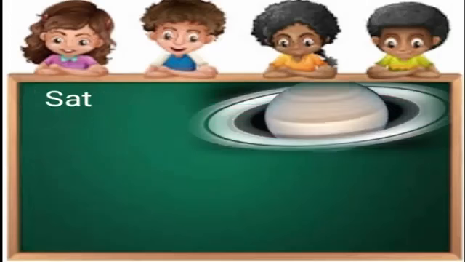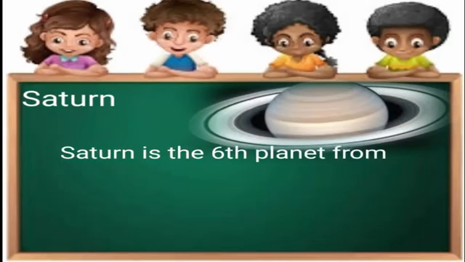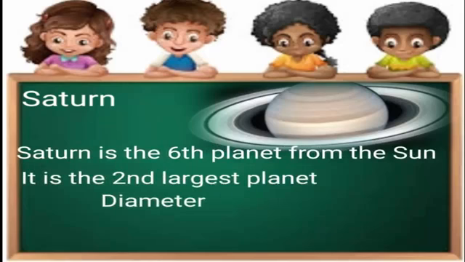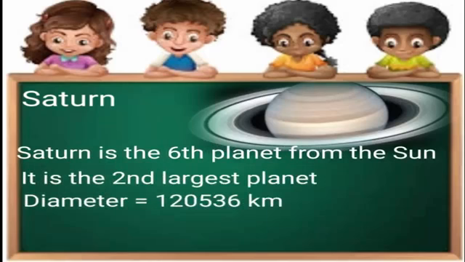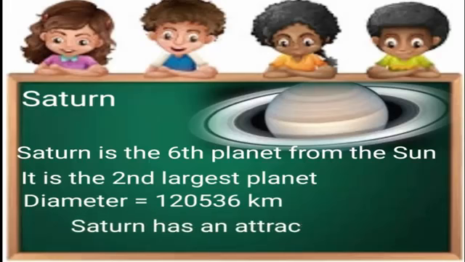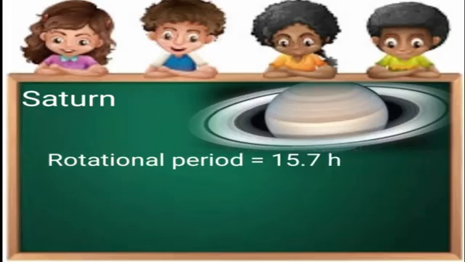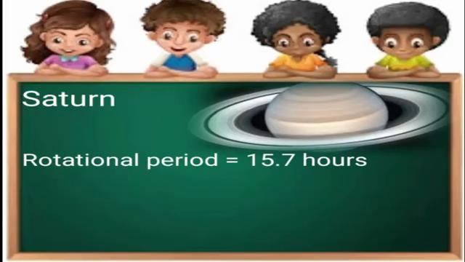Next we are going to learn about the planet Saturn. Saturn is the sixth planet from the Sun. It is the second largest planet and its diameter is 120,536 kilometers. Saturn has an attractive ring and it is formed of ice particles. Rotational period of Saturn is 15.7 hours.